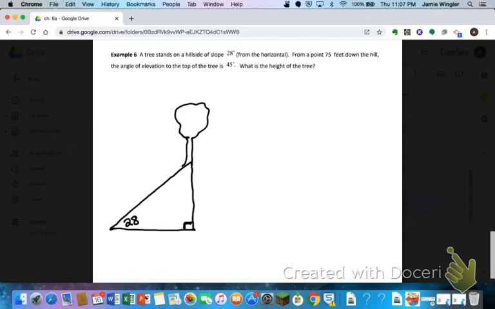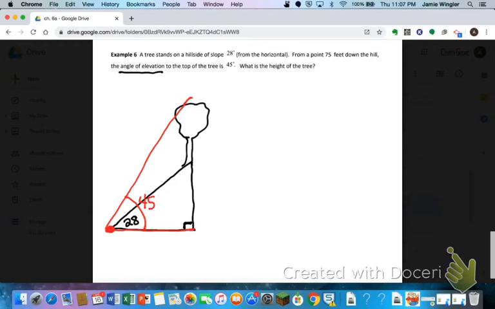From a point 75 feet down the hill, the angle of elevation to the top of the tree is 45 degrees. Since they told me it was an angle of elevation, I know that my point 75 feet down the hill has to be formed with the horizontal. Here's my horizontal, so that means this has to be my point. And if I'm looking to the top of the tree, then this angle right here is 45 degrees. So that's the trick. You need to understand that an angle of elevation is formed with the horizontal.